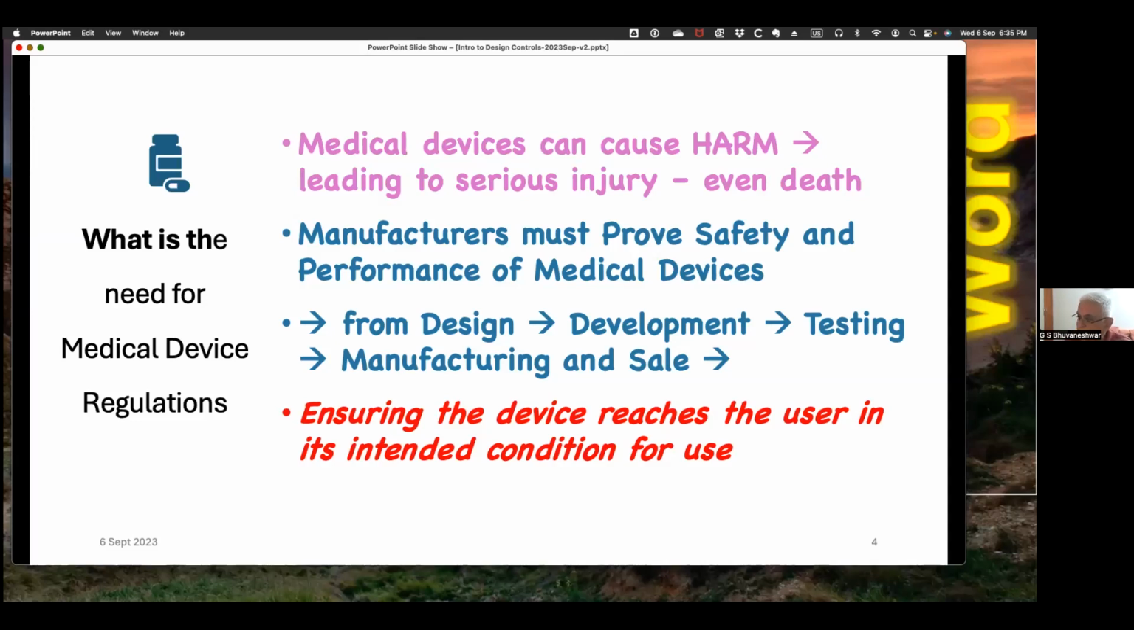The other requirement, which many of us forget, is that the device must reach the user in its intended condition. It's not enough if you develop it and it goes out of your factory, but it must reach the user in the intended conditions. So regulations also cover packaging, labeling, and transportation safety issues. I think it's necessary to remember that.